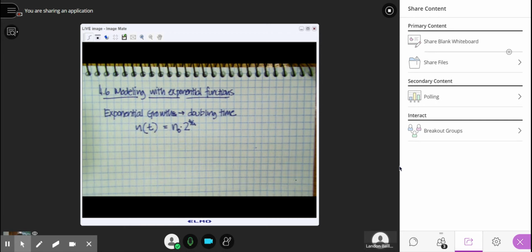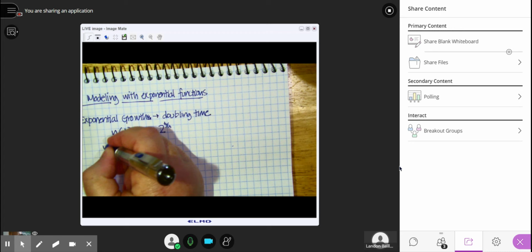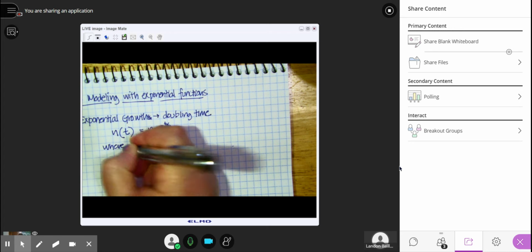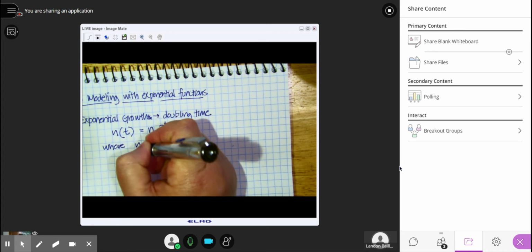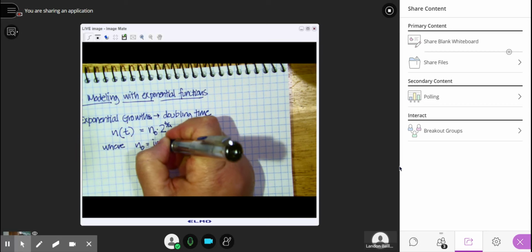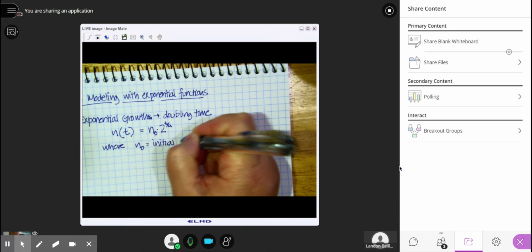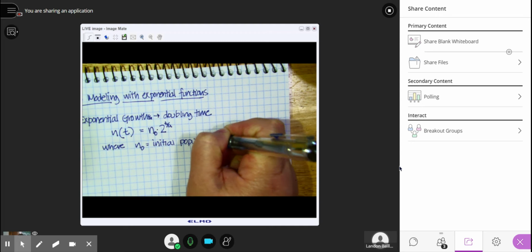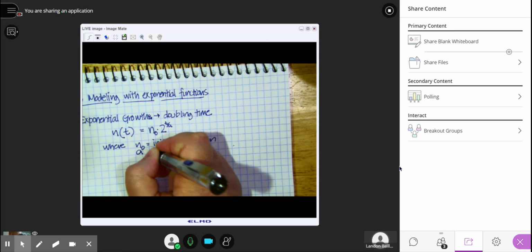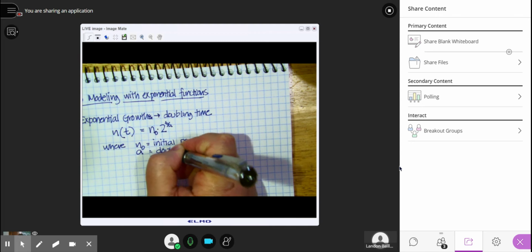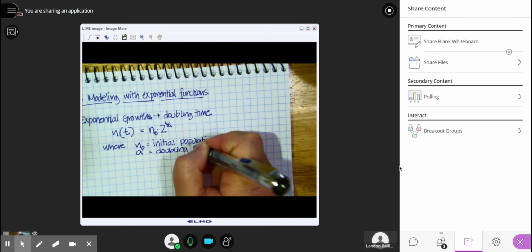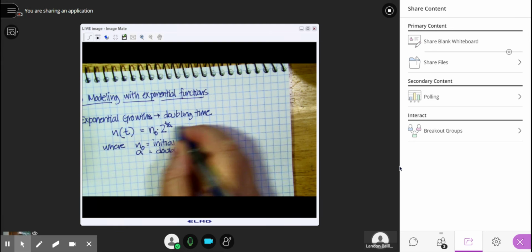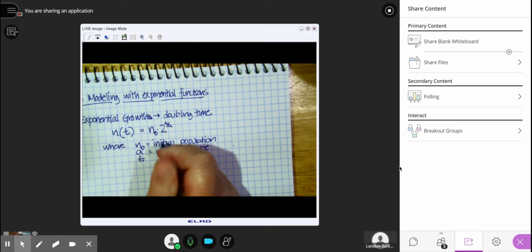All right, so this occurs where n sub 0 is the initial population, A is your doubling time, and T is the current population.